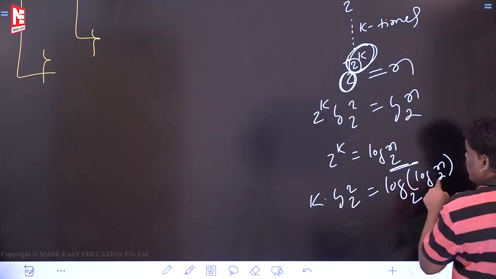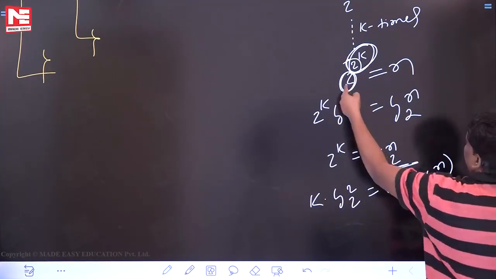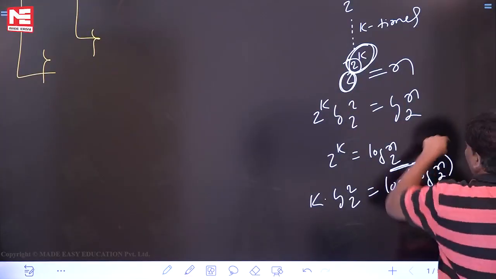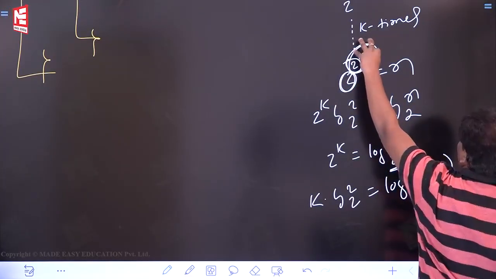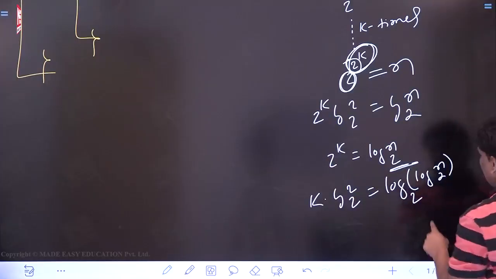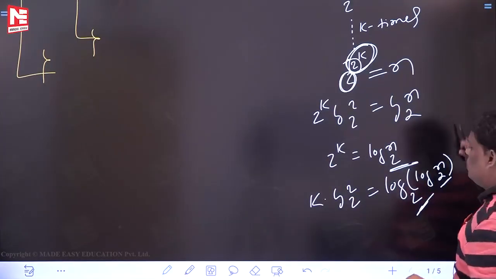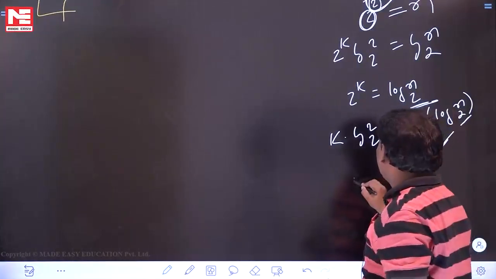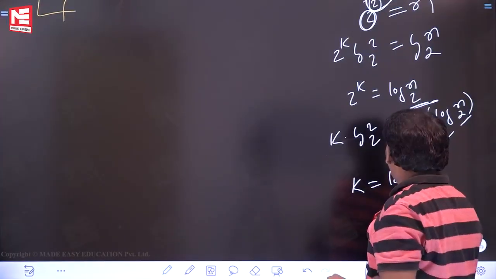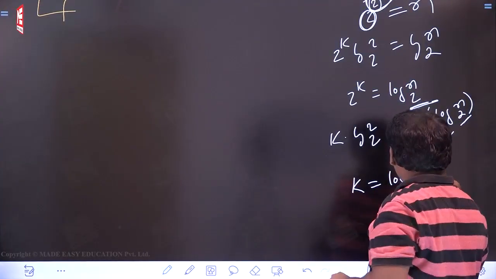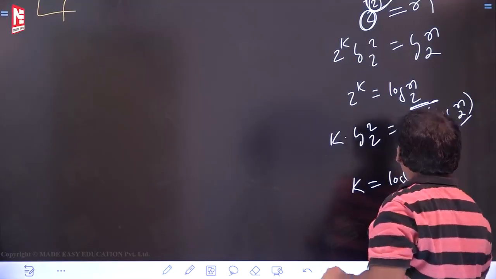First base 2 came, the inner base 2 came, because the 2 came first. The outer base is going to be this one, in the power. Whoever is there in the power comes late, right? This is, I think, base 2 and base 2. So the k value becomes, what is the answer? K is equal to log of log n base 2.